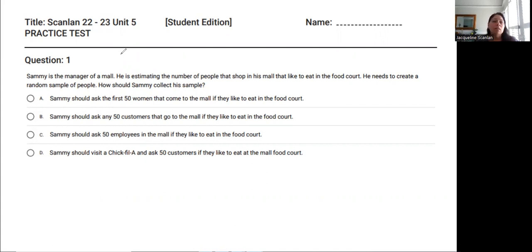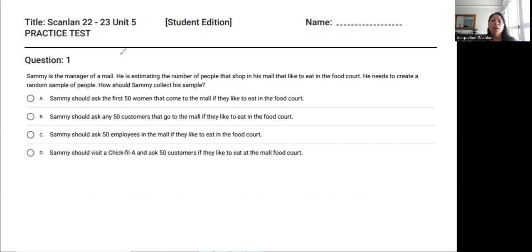Answer choice B, Sammy should ask any 50 customers that go to the mall if they like to eat in the food court. Answer choice C, Sammy should ask 50 employees in the mall if they like to eat in the food court. And answer choice D says Sammy should visit a Chick-fil-A and ask 50 customers if they like to eat at the food court in the mall. All right, so if you go back up and look through those answer choices, there is only one that does not have any bias to it at all.